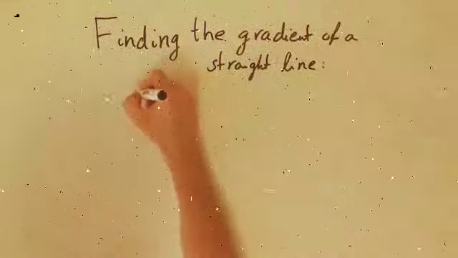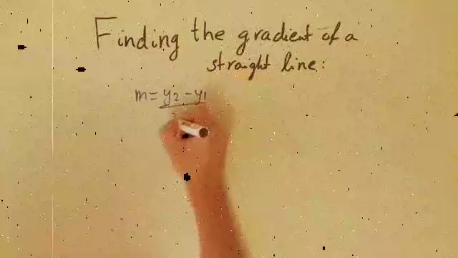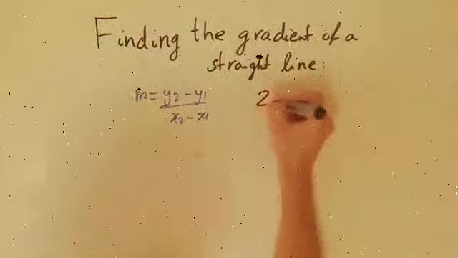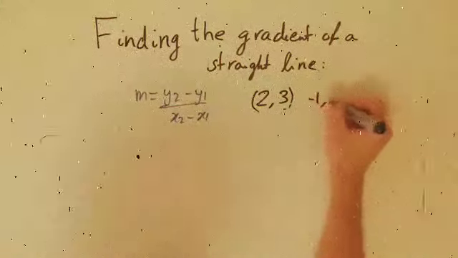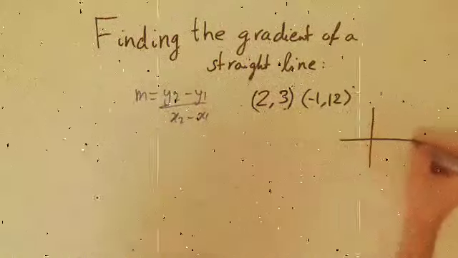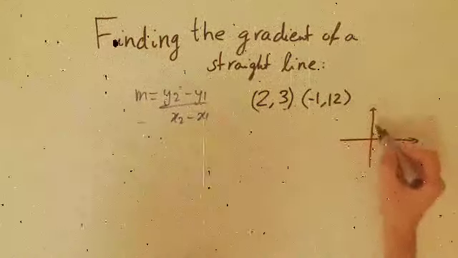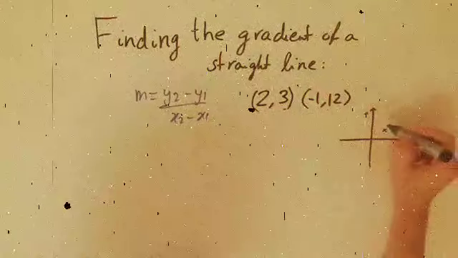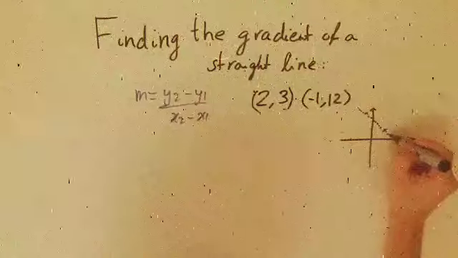I'll just write it out again. So the gradient is given by y2 minus y1 over x2 minus x1. So let's look at finding the gradient between the points 2, 3 and also minus 1 and 12. So if we think on a graph, we're given 2 points. So 2, 3, maybe that's about here, and minus 1, 12, maybe that's about here. So we want to know the gradient of the straight line that passes through these points right here. That's all we want to work out.